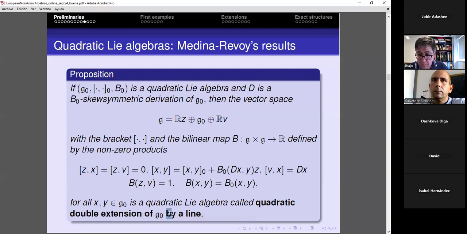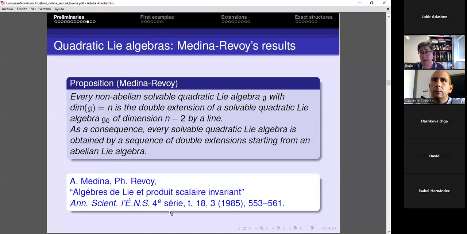And it is interesting because there's a result of Medina-Rivoire that says that every solvable quadratic Lie algebra can be constructed by a series of double extensions by lines. So actually, one can start from an abelian Lie algebra, and one makes double extensions, and one gets the initial quadratic Lie algebra.